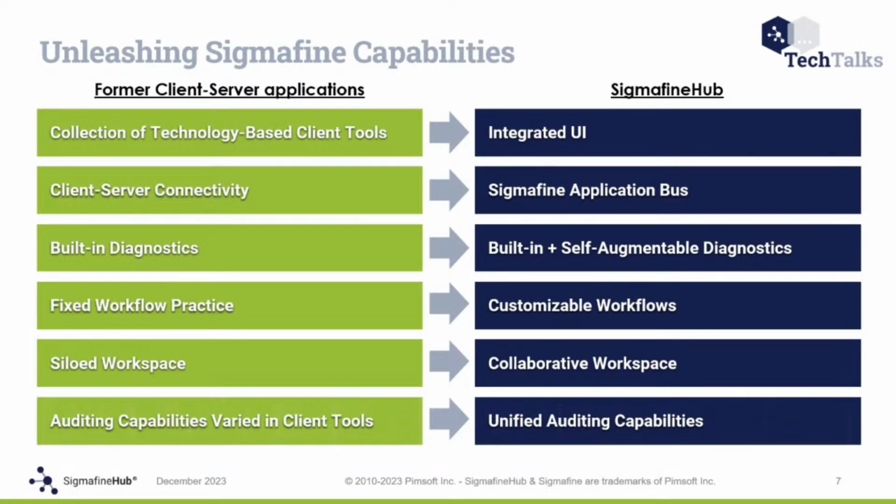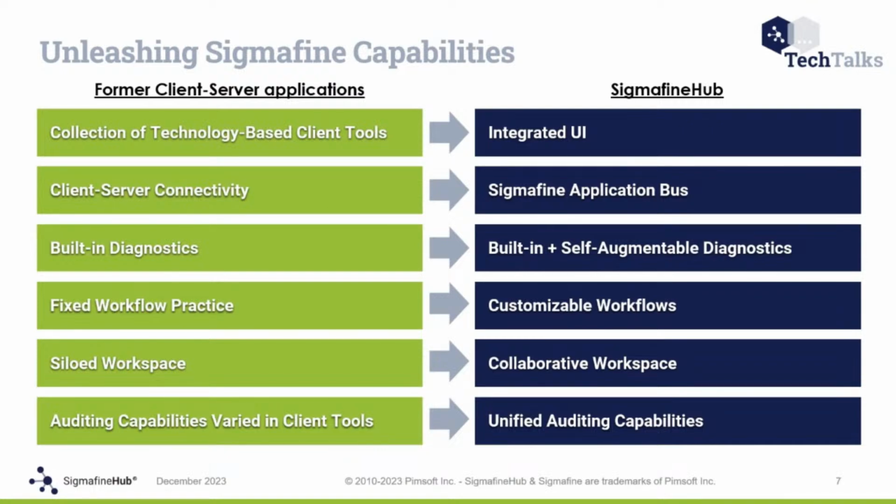The auditing capabilities in the client tools you were able to use with the OSI PI technology. Now it's unified auditing capabilities because everything is run on the server, on the SigmafineHub server, the web server, instead of running on the workstation.